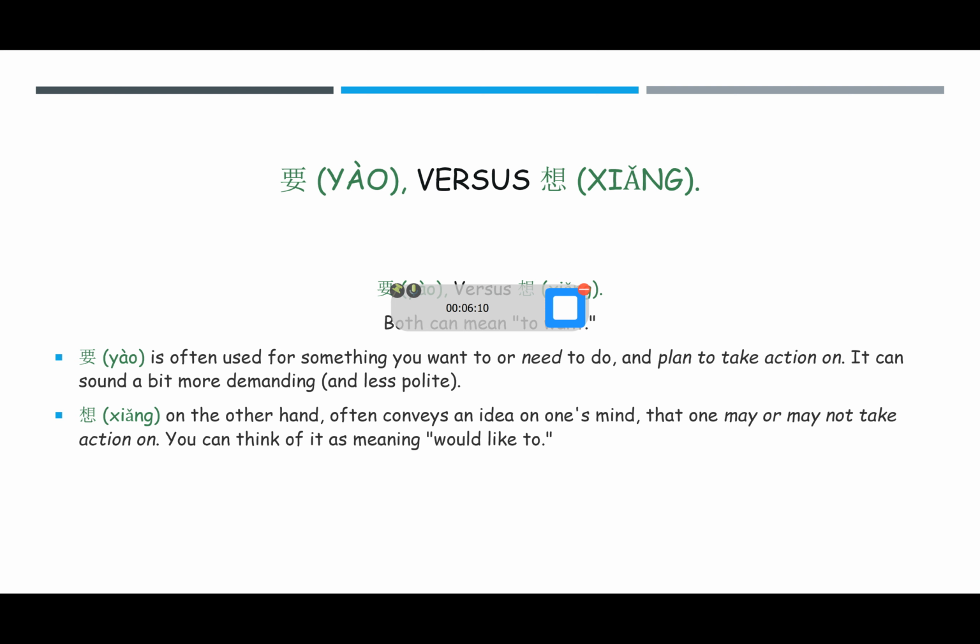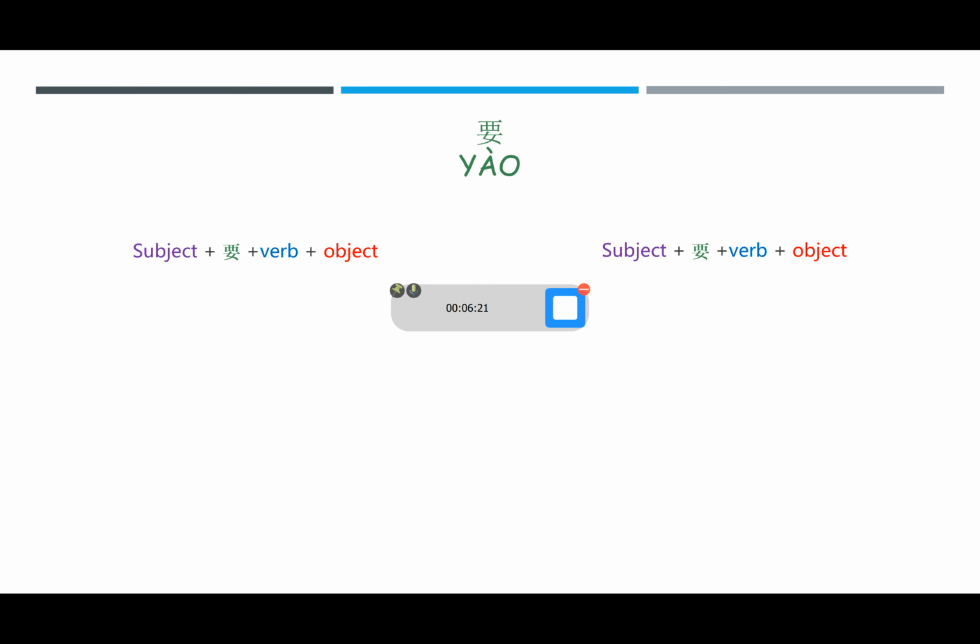So shang, on the other hand, often conveys an idea on your mind. So it may or may not take place. And in a way, it's kind of like saying, I would like to do something in English. So if we look at yao first, the sentence structure is subject plus yao plus verb plus object. So 我要看这本书. I want to read this book.